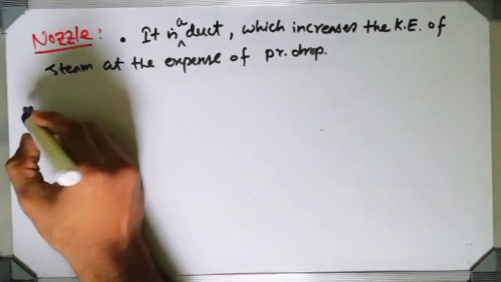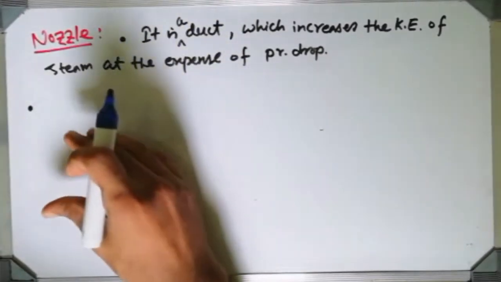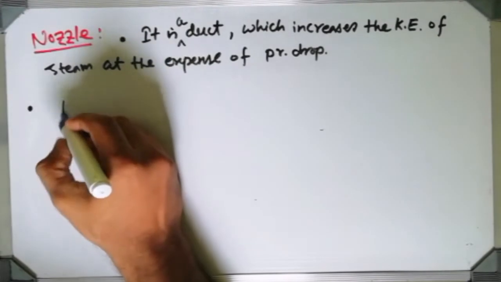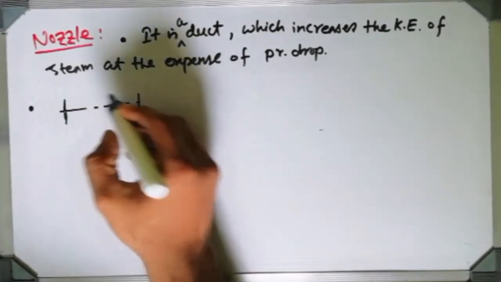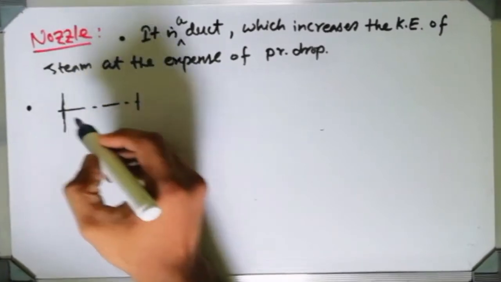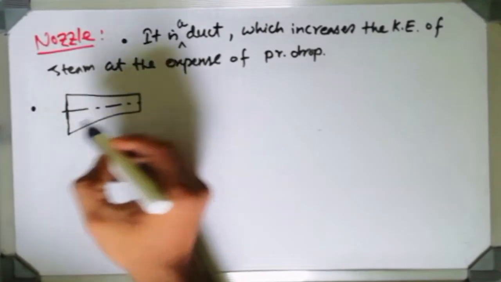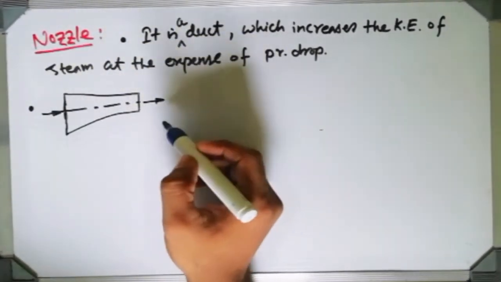If the cross section of a duct decreases gradually from inlet to exit, then the duct is said to be a convergent shape. So I should give you a basic idea of what a convergent nozzle or a divergent nozzle looks like. Suppose a cross section which looks like this. Flow is coming from here and going out from there.